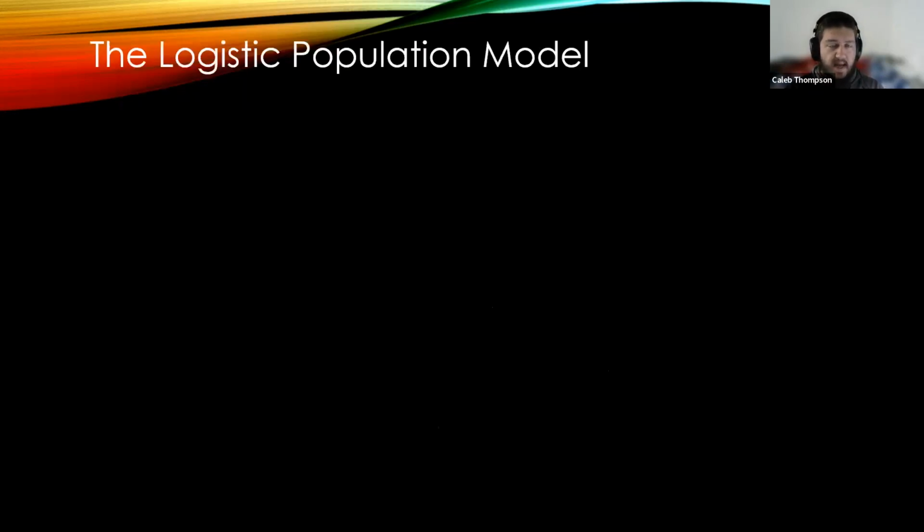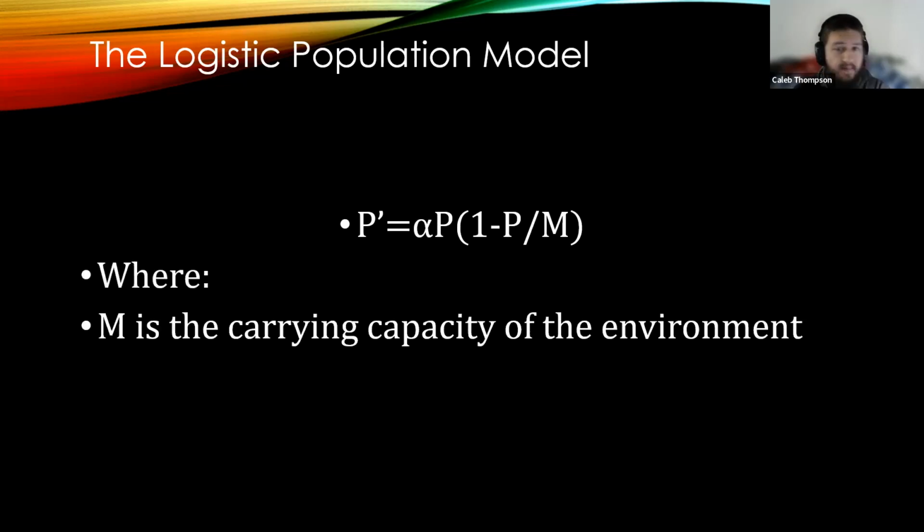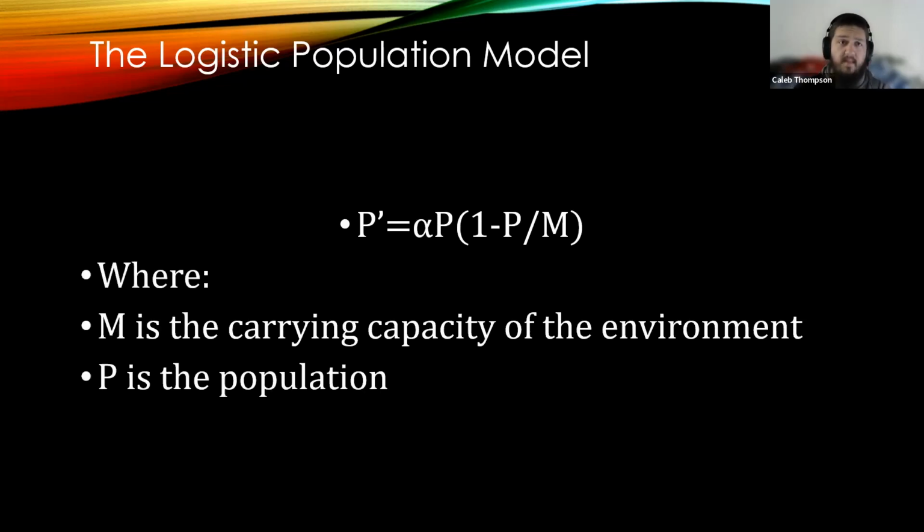Next, this is a particular differential equation that's used to model population growth. It says p prime equals alpha p times 1 minus p over M, where P is the population. This can be the number of fish in a pond, or number of bacteria on a swab, or number of people in Illinois. Any population. M is what we call the carrying capacity of the environment. If you think of a pond that can hold 500 fish, that is M equals 500.